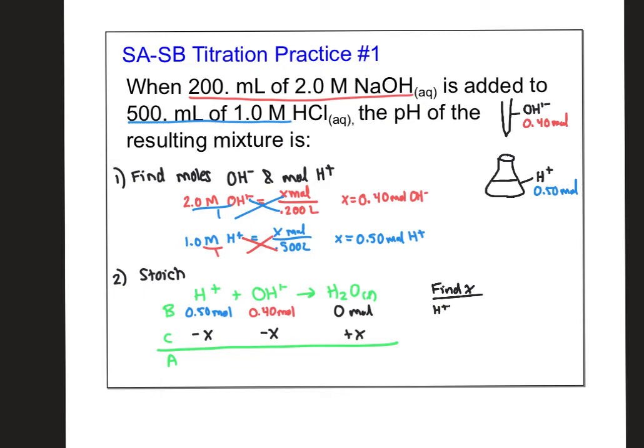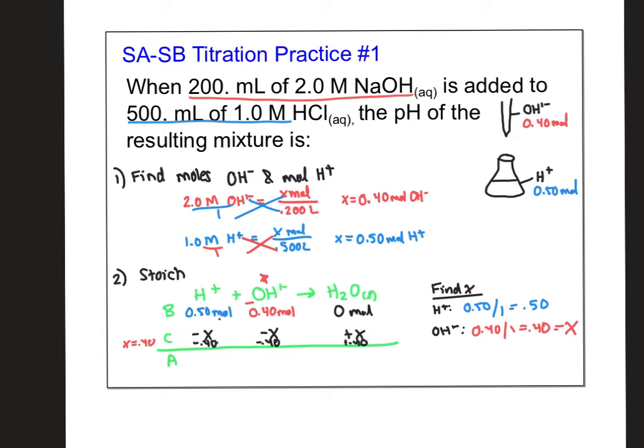For my H+, we're going to take 0.5 divided by the coefficient 1, so that's 0.5. For my OH minus, we're going to take 0.4 divided by its coefficient 1, so it's 0.4. The smaller one is your X, so this is my X, which means my hydroxide is the superstar. It's going to run out. So now we can just fill out our table. Minus 0.4, minus 0.4, plus 0.4.